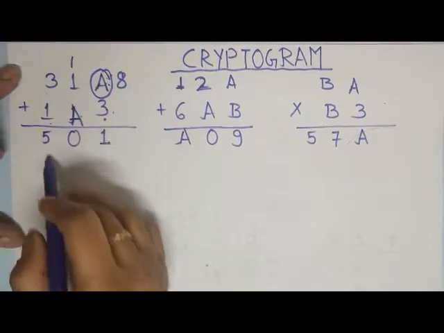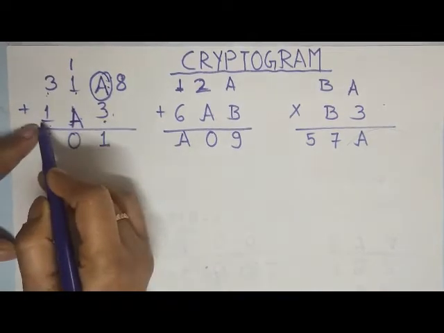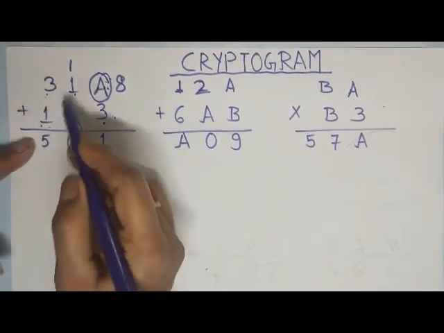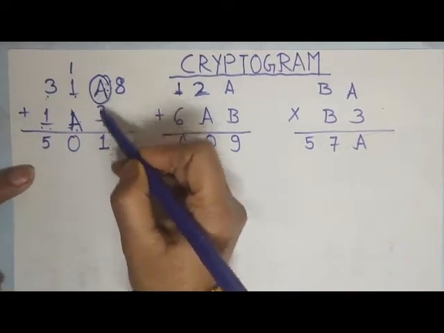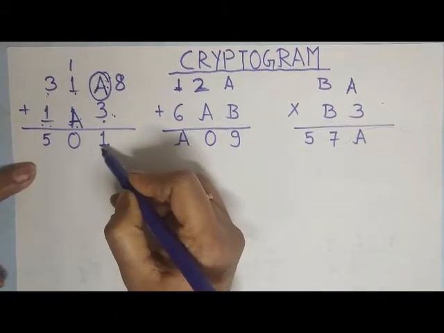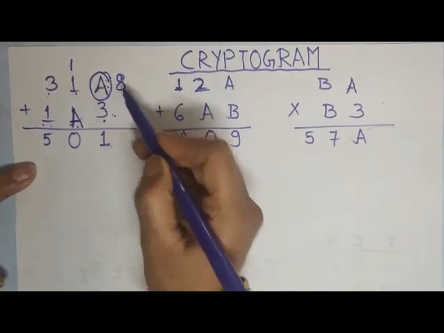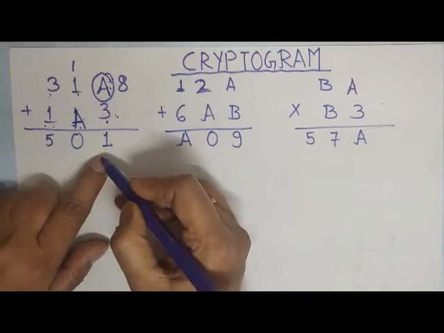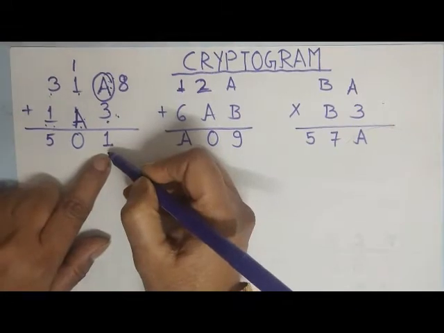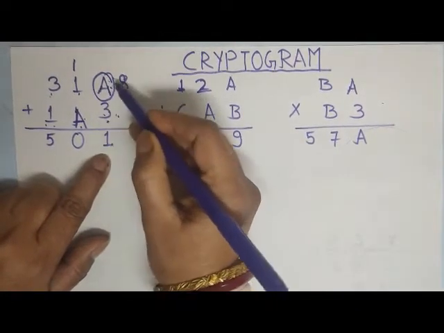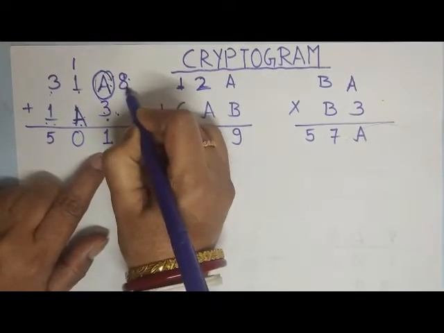Now let us solve the first question, where you have 3A and A3, and the sum of both the numbers is 501. Now 3 plus A should give 1 as the last digit. So we have to think about what we should add with 3 to get either 1 or 11. Already 1 is less than 3, so we will consider it as 11. So we can have 3 plus 8 equal to 11. So A can be considered as 8.